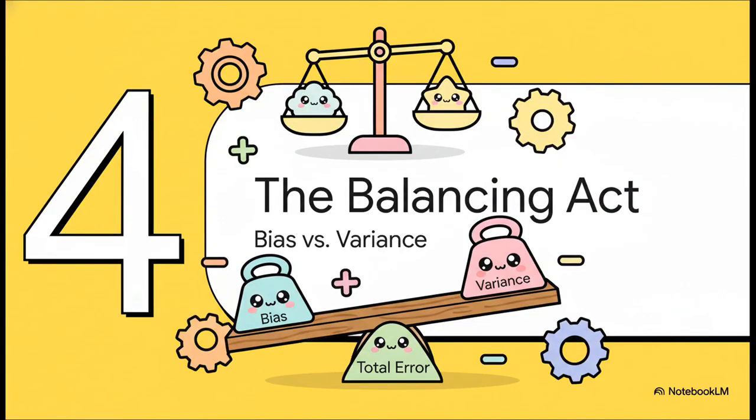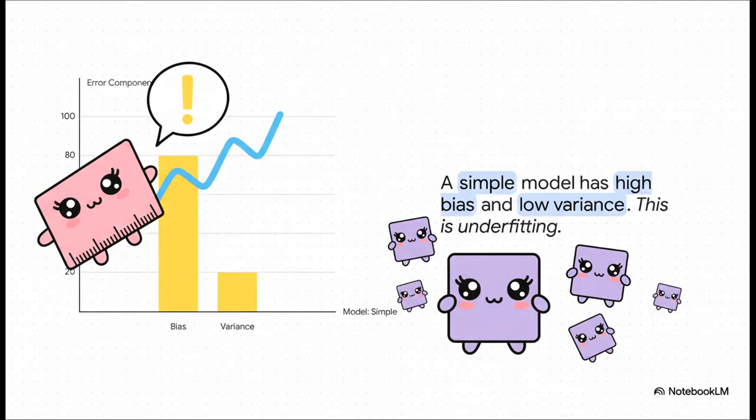So what this all means is that getting the lowest possible error isn't as simple as just trying to crush bias or just trying to crush variance. No, you have to do this delicate balancing act between the two. Think about a really simple model, like trying to fit a straight line to data that's clearly curvy. It's going to be wrong a lot of the time, so its bias is high. But if you get a slightly different set of data points, the line isn't going to change very much, so its variance is low. That's underfitting in a nutshell.